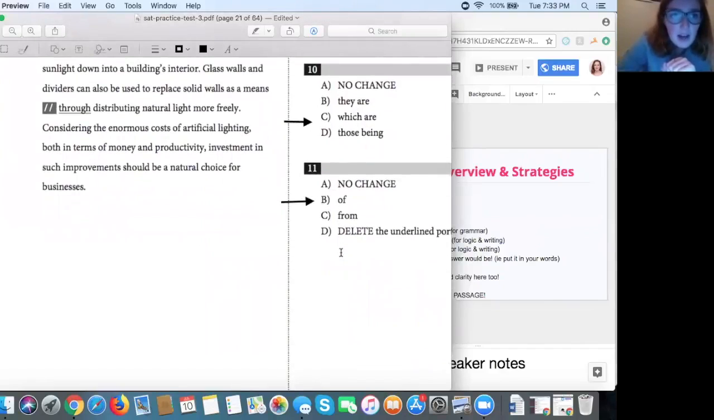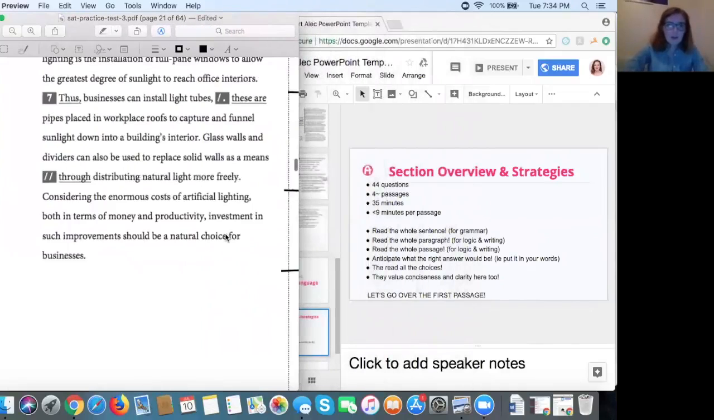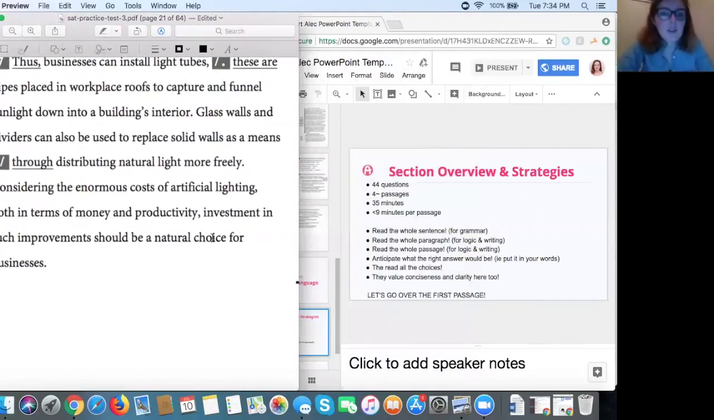Glass walls and dividers can also be used to replace solid walls as a means something distributing natural light more freely. Okay. Hide my little things from myself. I think glass walls and dividers can also be used to replace solid walls as a means blank distributing natural light more freely. I'm going to come up with a couple of different answers for myself.